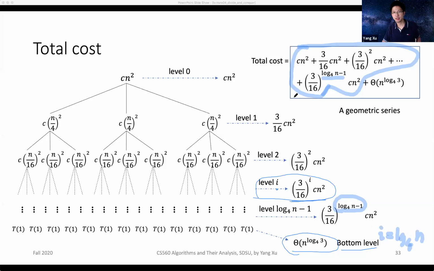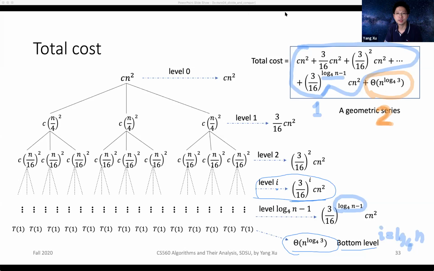So we decompose the total cost for this recurrence into 2 parts. Part 1 is a summation of a geometric series, and the second part is the bottom level. It is the cost for solving all the smallest cases, all the smallest subproblems. The total would be part 1 plus part 2.